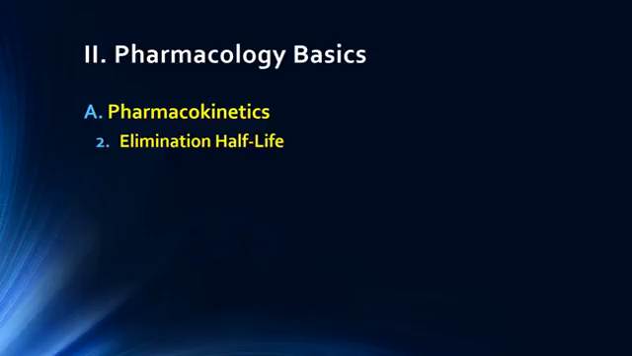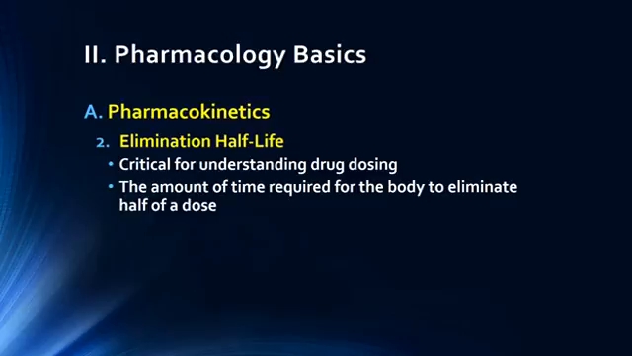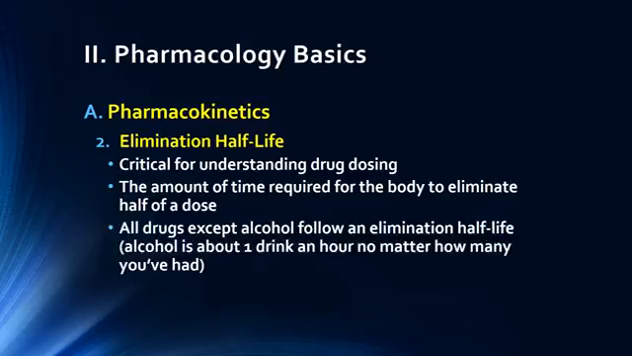One of the important concepts to understand from pharmacokinetics is what is called elimination half-life. It's critical for understanding drug dosing, and this is simply the amount of time required for the body to eliminate half of a dose. All drugs except alcohol tend to follow some sort of elimination half-life. Alcohol actually has a linear elimination process, so it's basically one drink an hour, no matter how many you've had. So if you have 7 drinks, it's 7 hours before those drinks are eliminated.